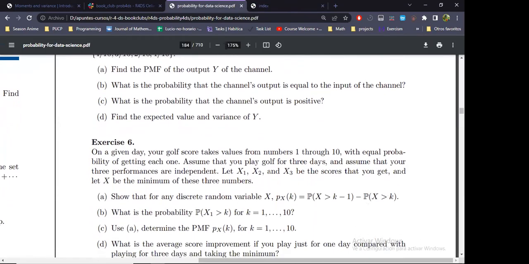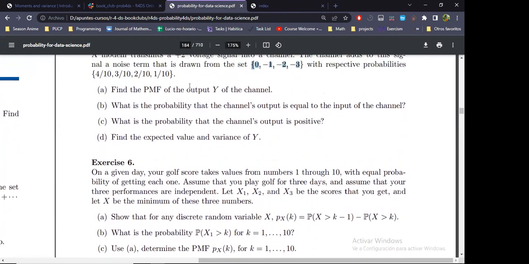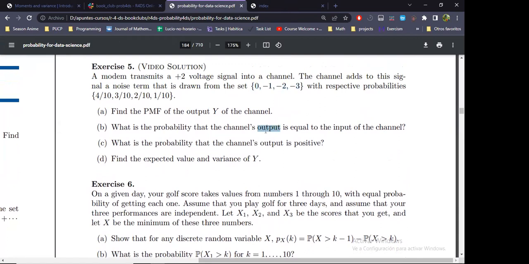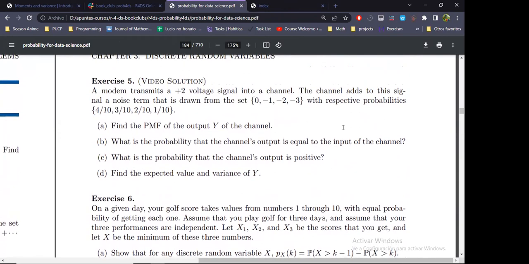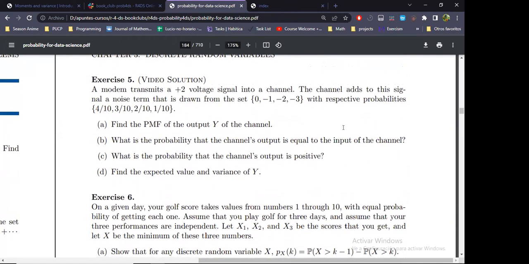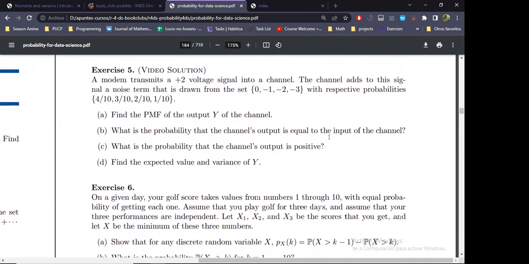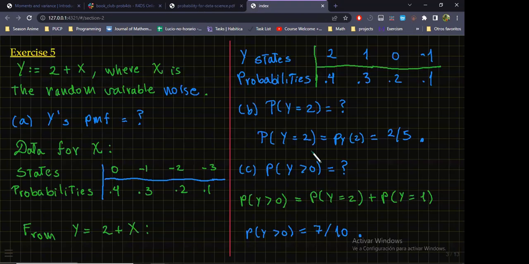Now they ask us to compute the probability that the channel's output is equal to the input of the channel. Well, there is only a difference between the output and the input if there was some non-zero noise. So the probability that they are equal happens only in the case noise equals 0. So it is the probability that x, that is the noise, equals 0, and they tell us that it is 1/4. Basically, here is another way to read it, but it's really the same.